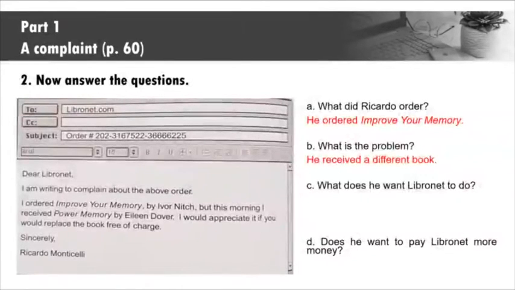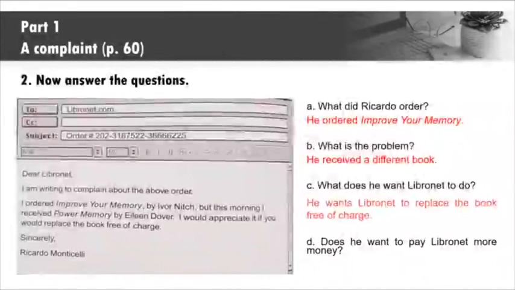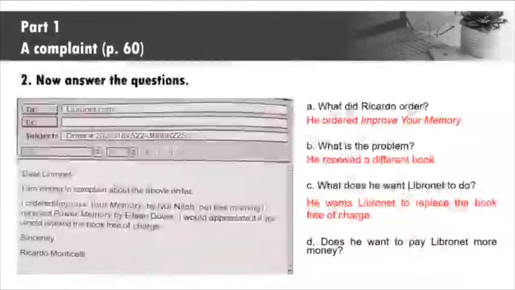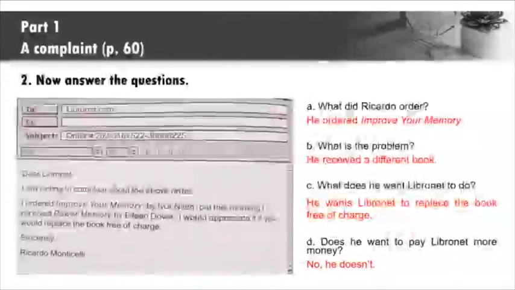C. What does he want Libronet to do? As you can see in the next sentence, he wants Libronet to replace the book free of charge. D. Does he want to pay Libronet more money? No, he doesn't. He said he wants Libronet to replace the book free of charge. That means he doesn't want to pay more money to Libronet.